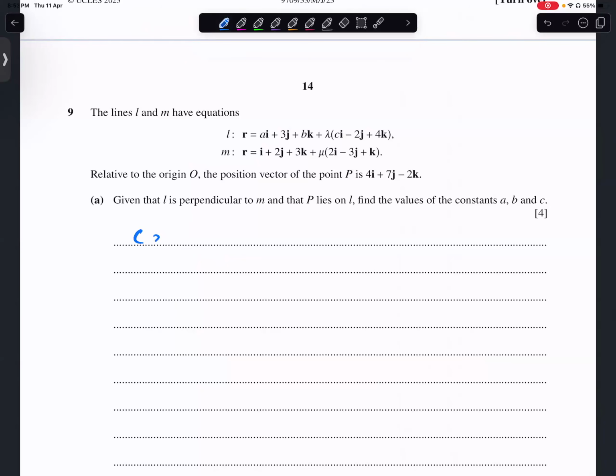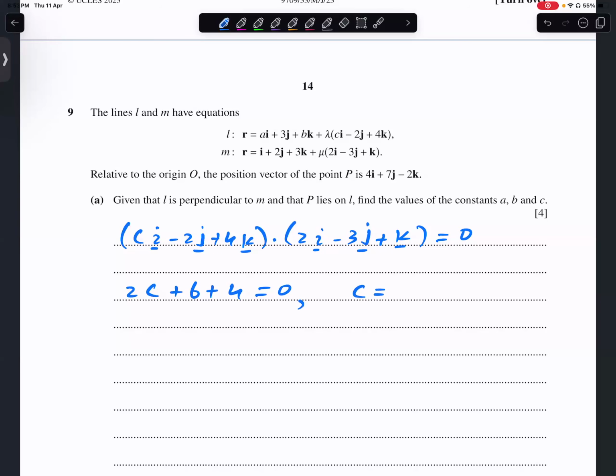So ci minus 2j plus 4k dot 2i minus 3j plus k. Their dot product will be 0. So 2 times c plus 6 plus 4 equals 0. So c will be minus 10 over 2, which is minus 5. This is the value of c.